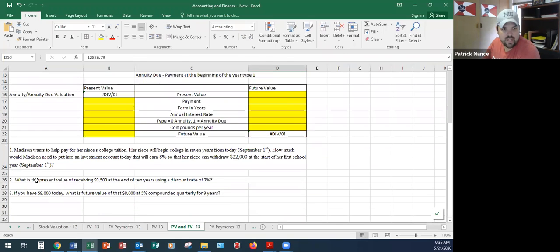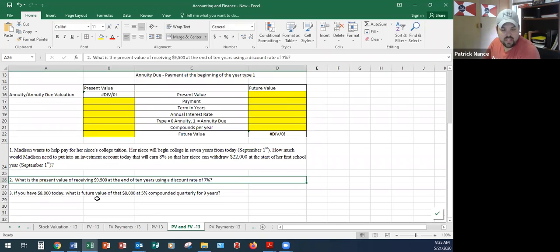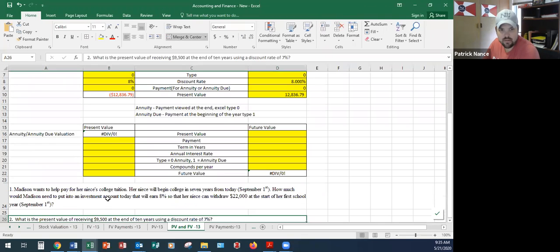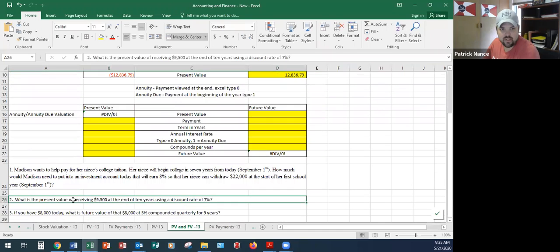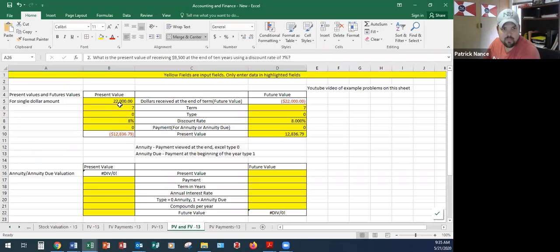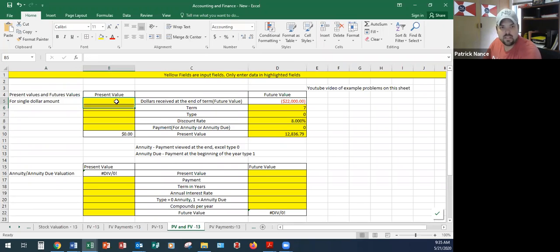Next one asks, what is the present value of receiving $9,500 at the end of a 10-year period using a discount rate of 7%? So this is one single payment, $9,500, 10 years from now at a rate of 7%. So again, I'm looking for a present value. 9,500 is the future value. The term is 10 years. Type again is 0. Discount rate is 7%, and there's no payment.